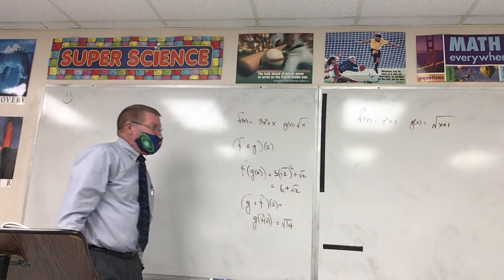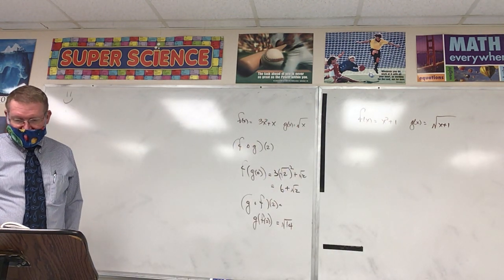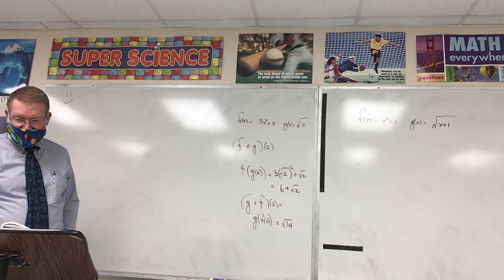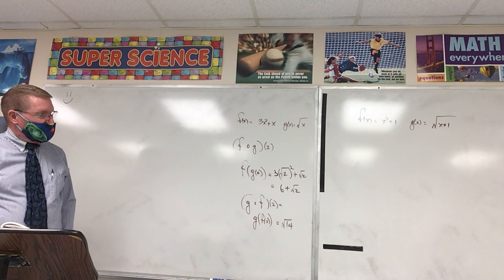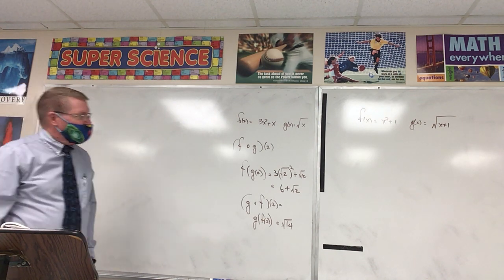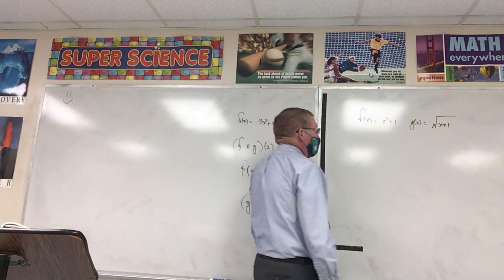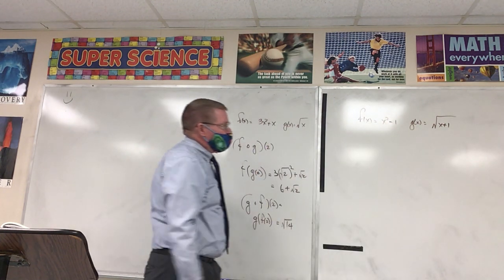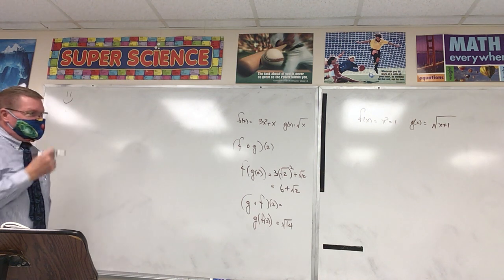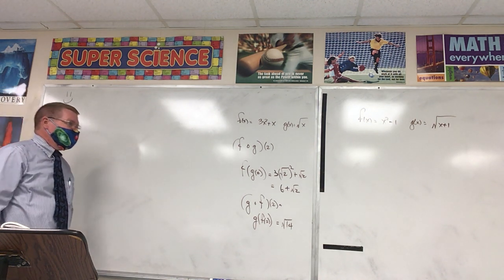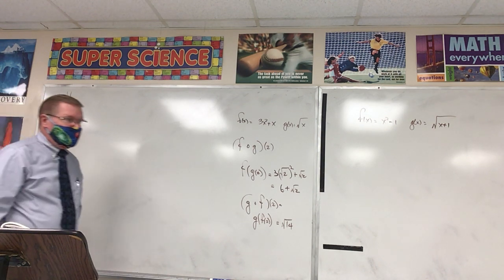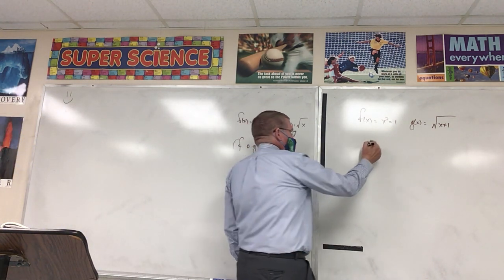And here I got f of x equals x squared plus 1, and g of x equals square root of x. I'm going to change one of these. Change it to minus. So f of x equals x squared minus 1, and g of x equals square root of x plus 1. Okay? So we're going to do it first without numbers.